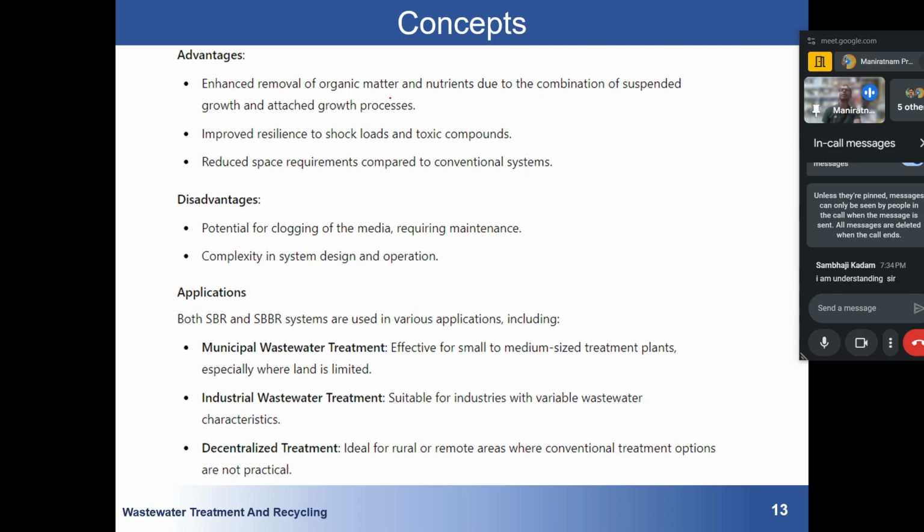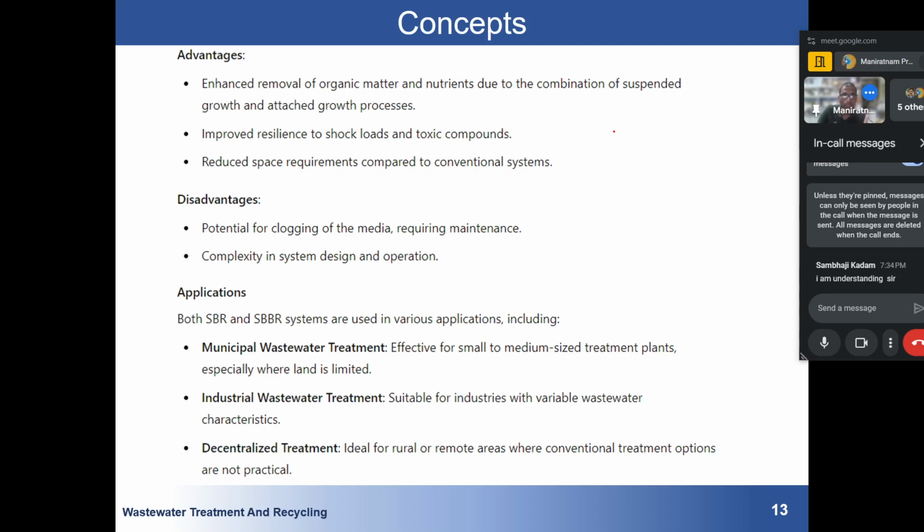Now the advantage is enhanced removal of organic matter and nutrients due to the combination of suspended growth and attached growth processes, and improved resilience to shock loads and toxic compounds. Shock load means, for example, that initially the nitrogen coming in has a concentration of only 150, but suddenly in the second cycle the concentration has increased to maybe 300. So it is a kind of shock load.